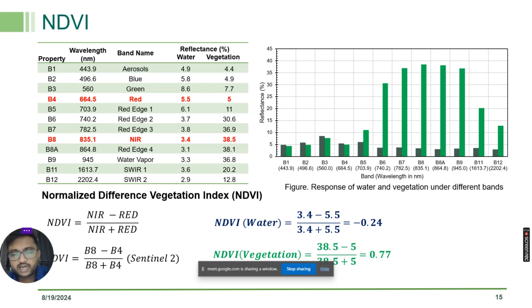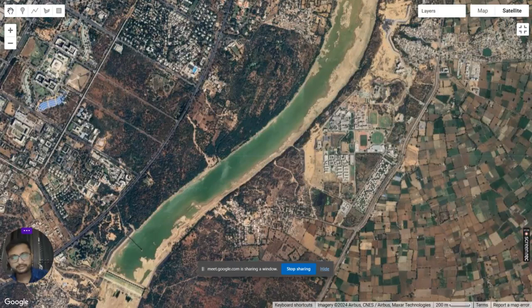So now if I want to differentiate between water and vegetation, I can say if the value is less than 0, it is water. If it is more than 0, it's vegetation. Or more than 0.3, or some threshold I have to specify.